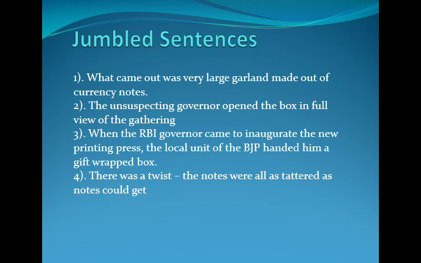But then finally there was a twist. How were the notes? The notes were all as tattered as the notes could get. Tattered in the sense maybe crushed or not in proper form. That's what tattered means. So as you can see, the flow is 3, 2, 1 and then 4. So these are jumbled sentences. Please make sure that you identify the flow using keywords that are there in each sentence. Always start with a generalized statement.